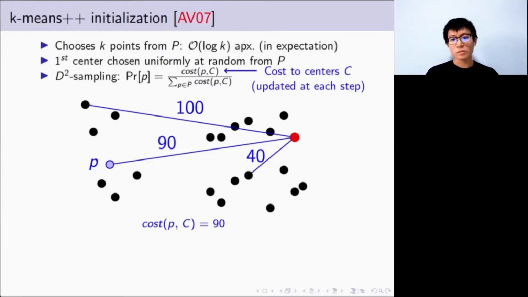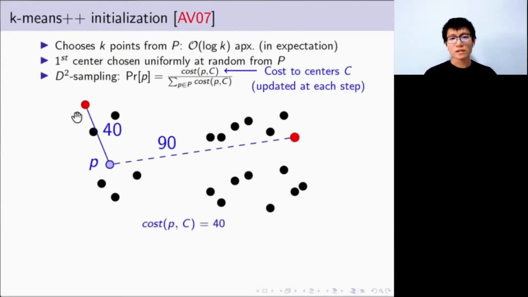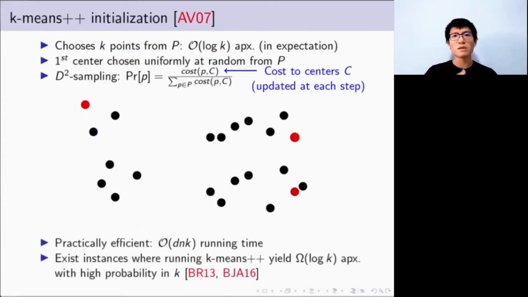So suppose we sample this red point as our next center, then we have to update the sampling probabilities for all the other points. So now this P has cost 40 instead of 90 because it's the minimum of all the current costs. It's the minimum over all current centers. Okay. D-squared sampling is a random process, so you might pick a point that is not the current minimum cost point. For example, the third red point over there. And the process terminates after K points have been sampled.